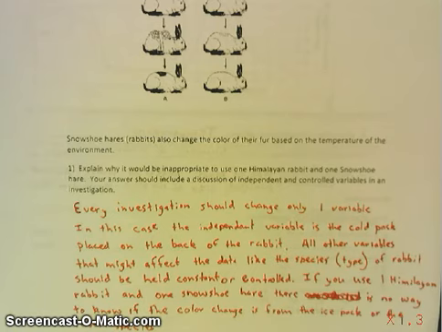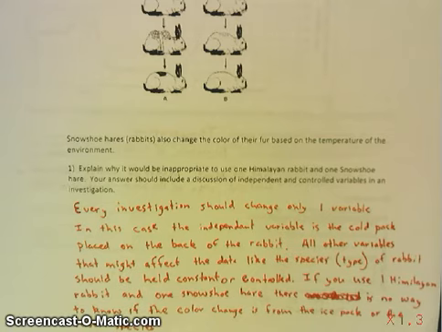But what I would like to see is what you consider to be correct and what you consider to be incorrect. Some of the questions you'll just either get right or wrong, but particularly here on this first one, it's a little bit open to interpretation. So here we go. Question number 1 had to do with rabbits in a scientific investigation to find out what affects their hair color, and I asked you to explain why it would be inappropriate to use one Himalayan rabbit and one snowshoe hare, which is another kind of rabbit. I asked you to include a discussion of independent and controlled variables in an investigation.